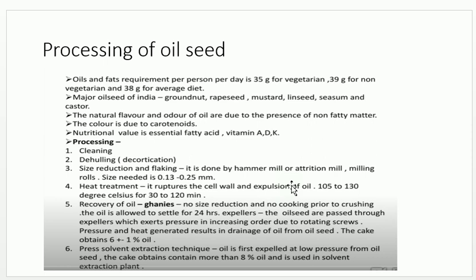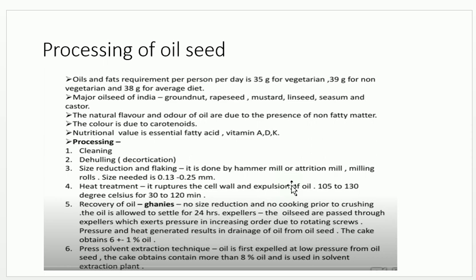The color generally present in oil seed is due to carotenoid, and the nutritional value of oil seed comes from fatty acid and vitamin A, D, K.